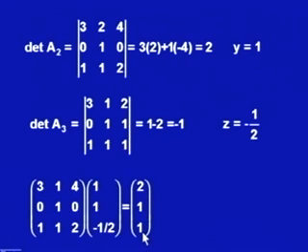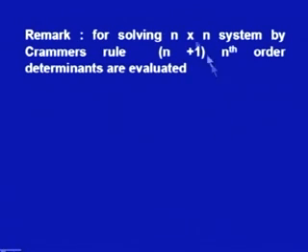So, 2 1 1 is the given right hand side, and this verifies that whatever solution I have obtained here, that is 1 1 minus half, is the solution of the given system. So, that is how we apply Cramer's rule, and one may notice that for solving a 3 by 3 system, we have evaluated 4 third order determinants, but if we have an n by n system, then we will have to evaluate n plus 1 nth order determinants.